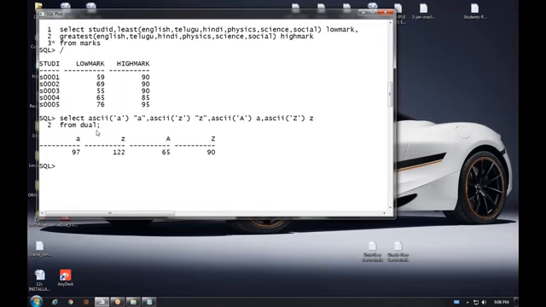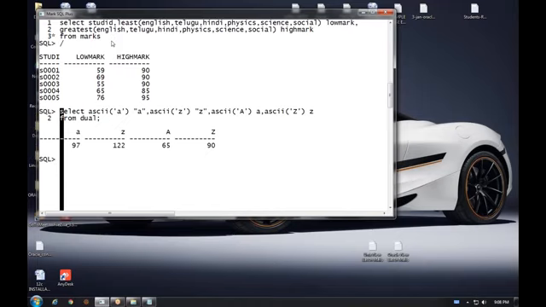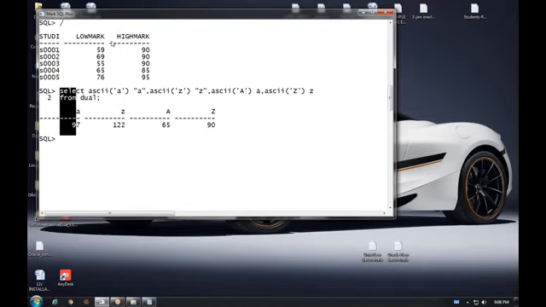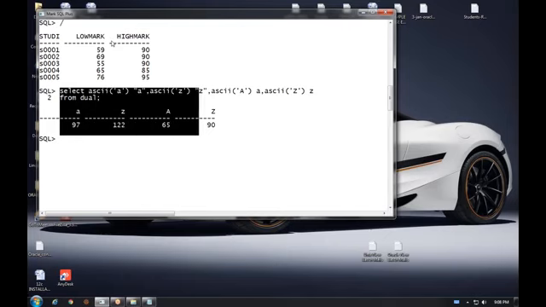Small a has ASCII value beginning with 97, small b 98, small c 99. Similarly, capital A has ASCII value beginning with 65, capital B 66, capital C 67, up to capital Z it is 90. So like this we can find out the ASCII value of any character.